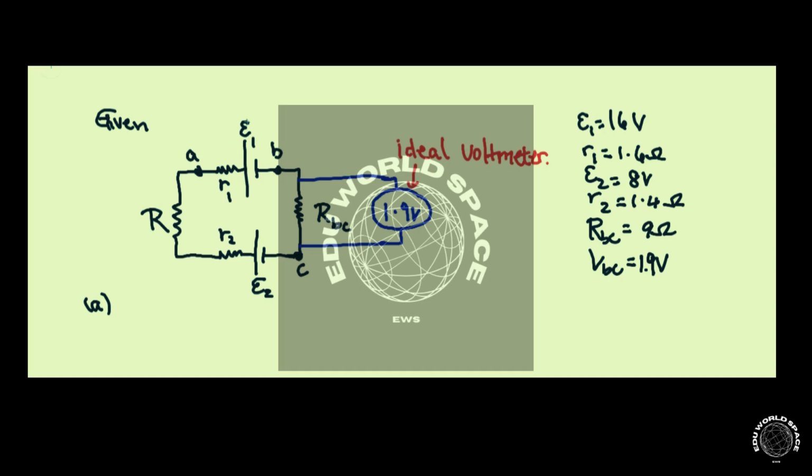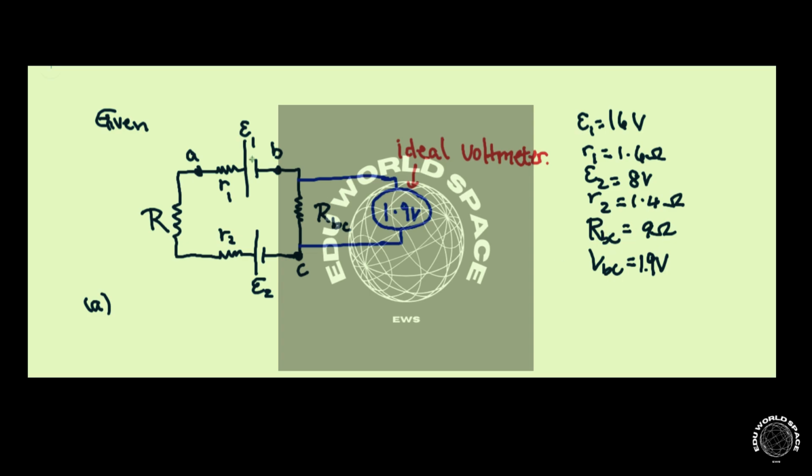So the EMF is 16 volts. R1 is 1.6 ohms. This is the unknown resistor. R2 is 1.4 ohms. E2 is 8 volts. And the resistor that was 9 volts here, I just call it RBC, and again maintain its value.